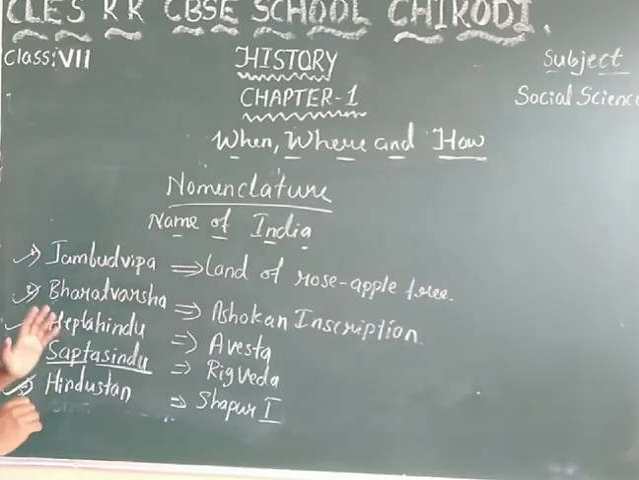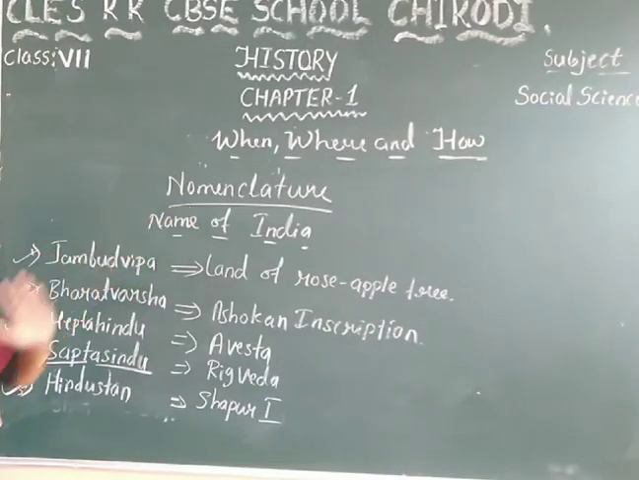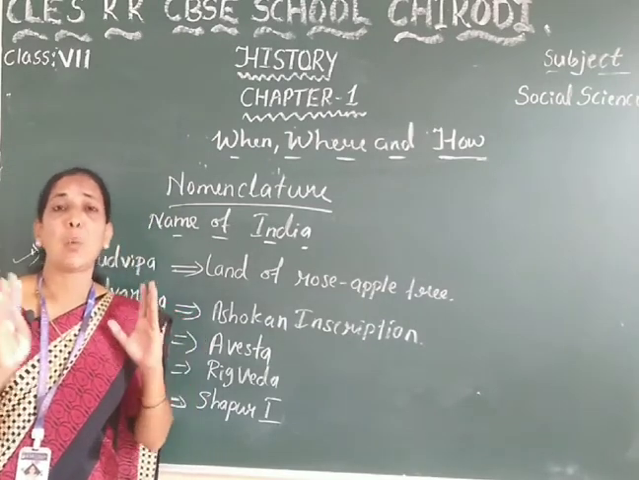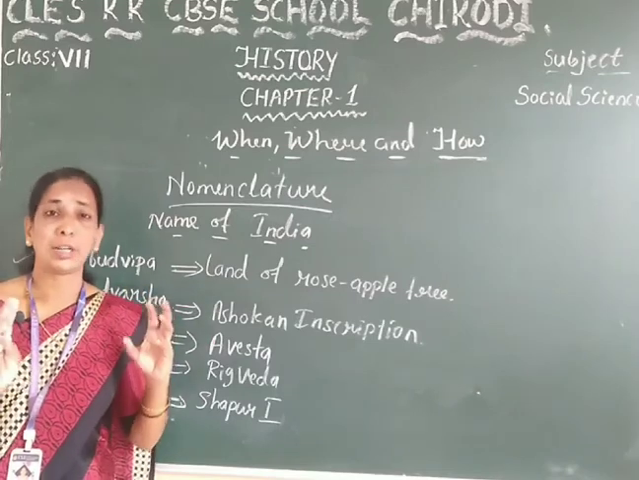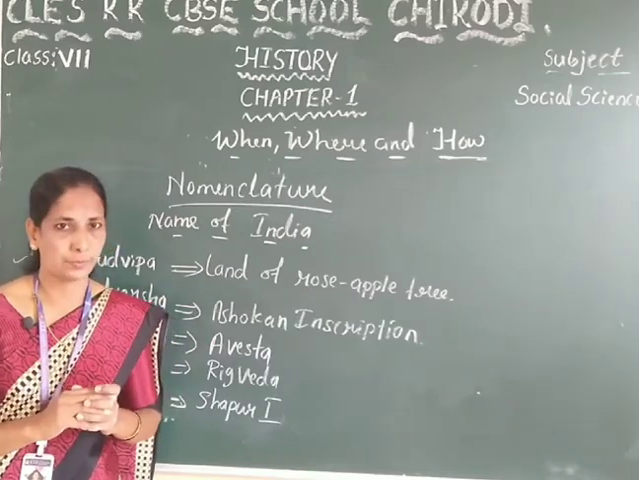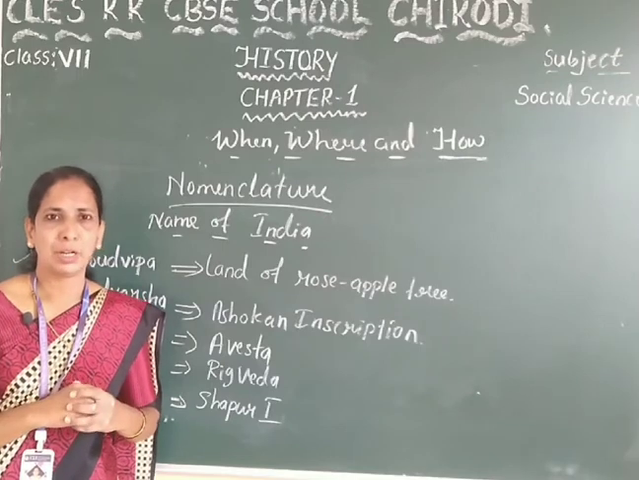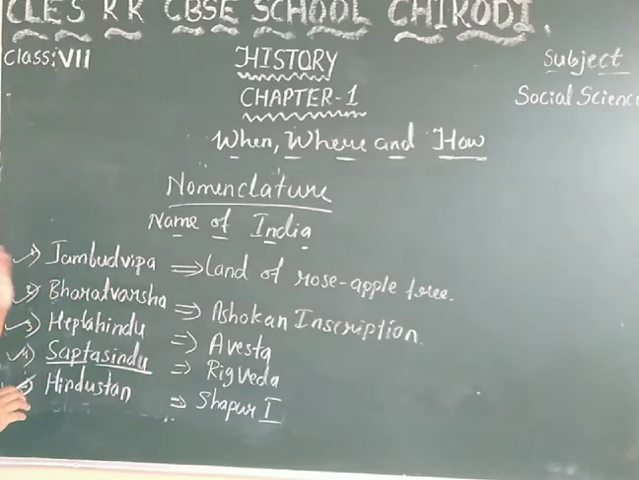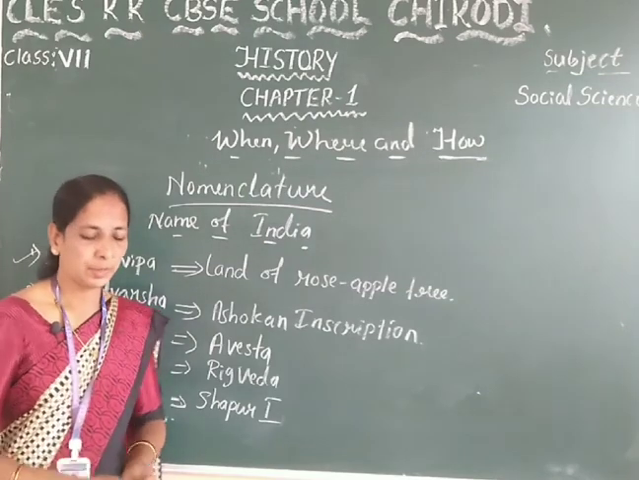So once again, repeating this nomenclature. Nomenclature means what? India is one of the oldest traditional cultures in the world. In ancient times, India got so many names. Those names are Jambudvipa, Bharatavarsha, Hepta Hindu, Sapta Sindhu, and Hindustan. So these are the ancient names of India.